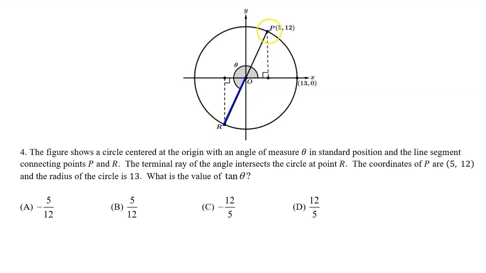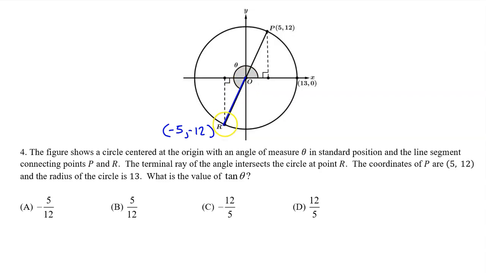Because we have a line segment connecting point P and point R, R is going to be the reflection of point P over the origin. Therefore, the horizontal displacement of point R will be the opposite of the horizontal displacement of point P. So, -5. Similarly, the vertical displacement will be the opposite of the vertical displacement of point P. So 12 becomes -12. So we have the coordinates of point R.